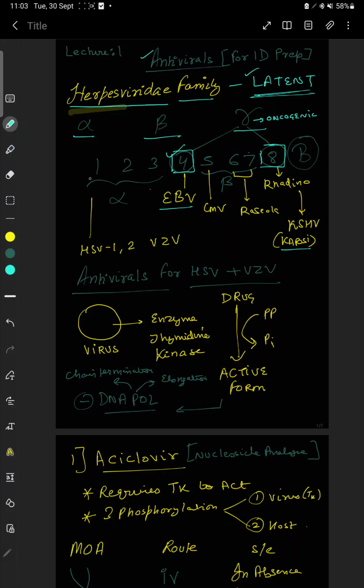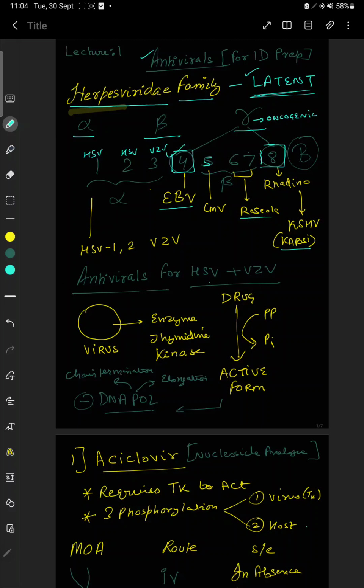Apart from that, the first three, that is HSV1, HSV2, and the third, varicella zoster virus, belong to the alpha subfamily. And 5, 6, 7 belong to the beta subfamily, in which 5 is CMV, and 6 and 7 are roseola.